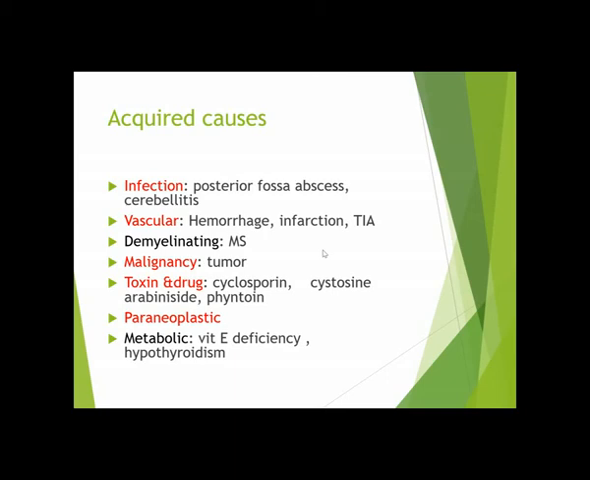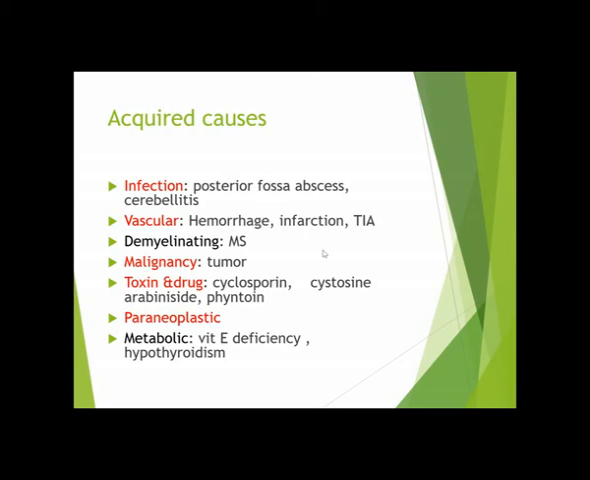And paraneoplastic can be associated with small cell carcinoma of the lung or other malignancies. And metabolic: vitamin E deficiency can give rise to cerebellar ataxia, and also hypothyroidism, and these are the reversible causes.